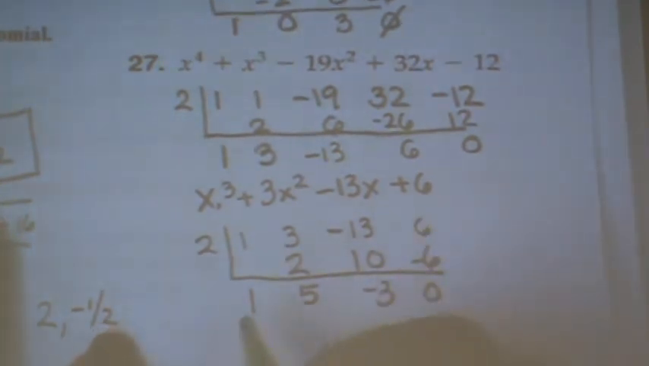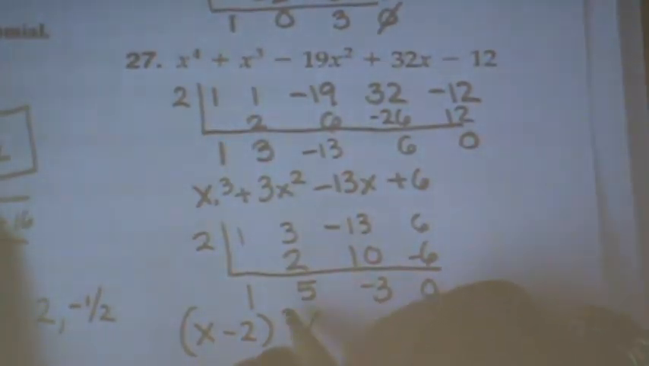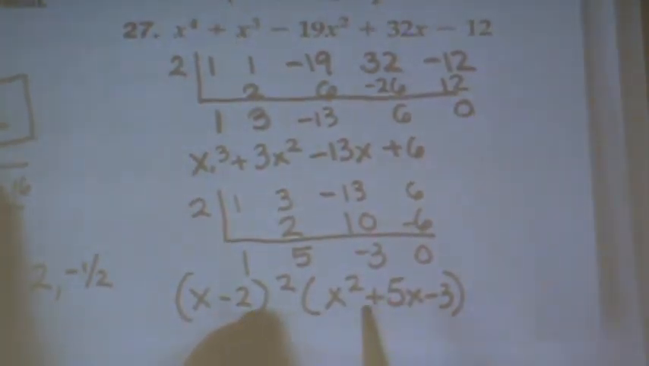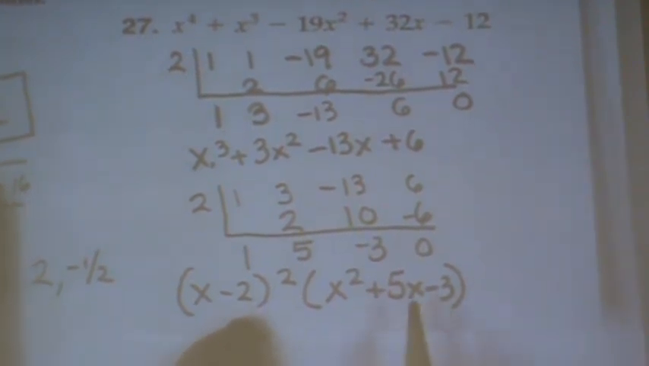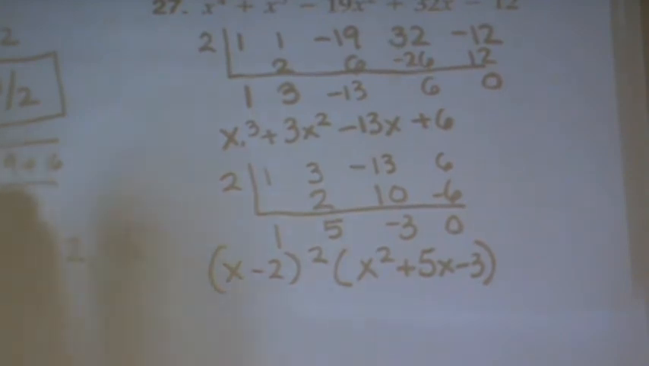It worked again. So you have x minus 2. 2 worked twice, so you're going to square that. And then what's left here is x squared plus 5x minus 3. Now, this is not factorable. So what you have to do is use the quadratic formula to try to find these other two, because they want all the real zeros.